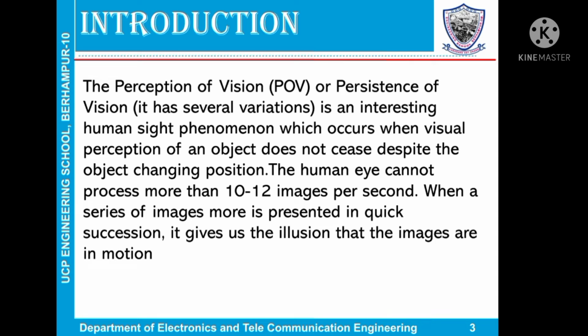Introduction. Persistence of vision is an interesting human sight phenomenon which occurs when visual perception of an object does not cease despite the object changing position. The human eye cannot process more than 10 to 12 images per second. When a series of images is presented in quick succession, it gives the illusion that the images are in motion.